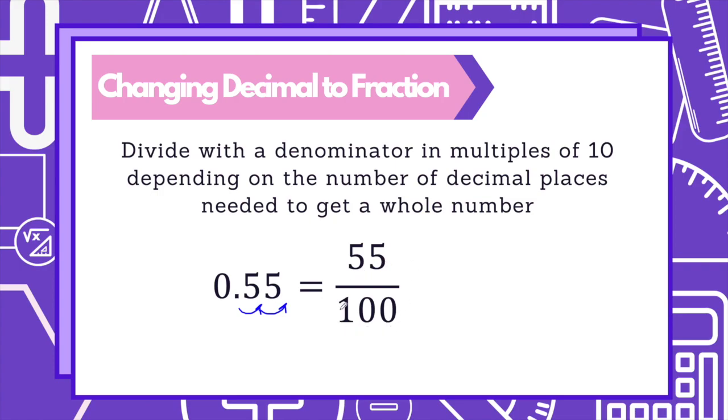Choosing the denominator here would be easy because all you have to do is to count the number of decimal places needed to move it, and it corresponds with the number of zeros that you need in the denominator. So if you move this once, we have to divide it by 10. If we move this twice, we have to divide it by 100. Now here we have 55 over 100. Getting its lowest term, we get 11 over 20. This is the final fraction equivalent to 0.55.